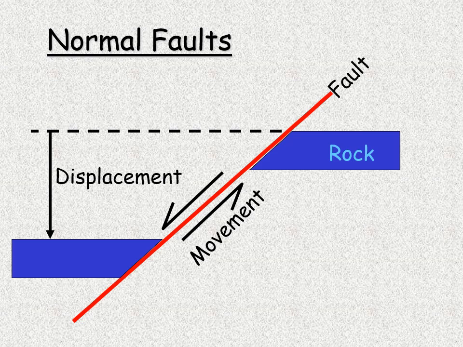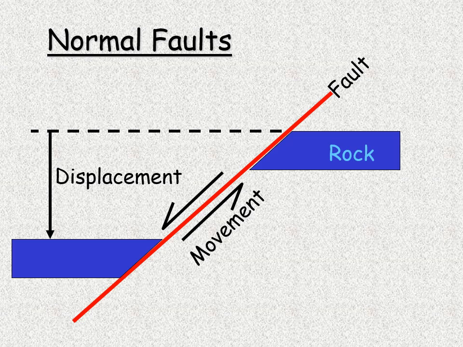Although we see that as a line, it really is a surface that extends into the ground, into the cross section, into the profile, into the cliff. So the fault is represented as a line on the side view. So this is what a normal fault looks like.